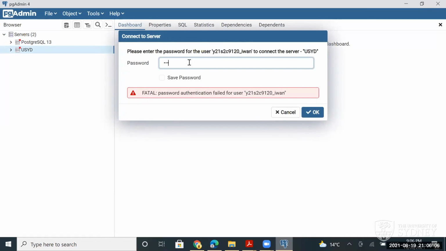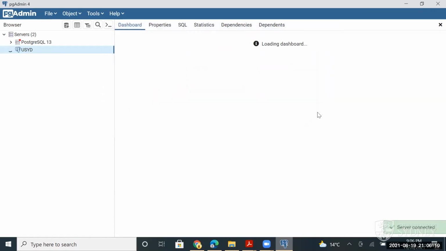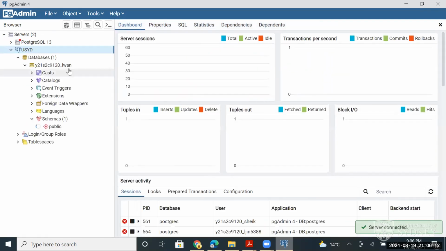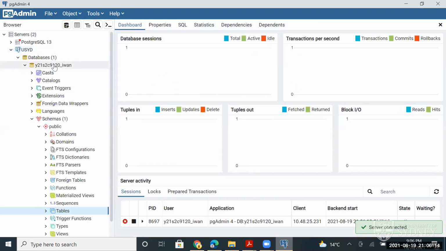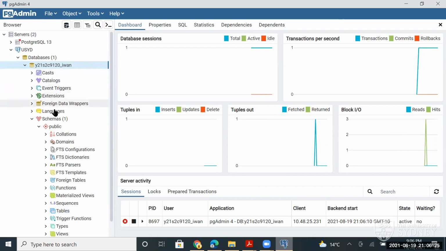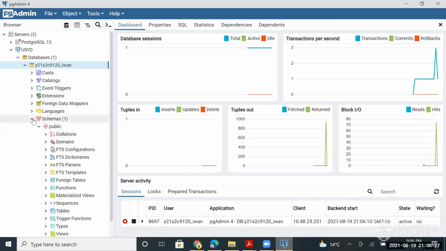I enter my password. All right, so you can see here that I am now connected to the university's database server. So I'm connected now to PostgreSQL sitting on the university servers.